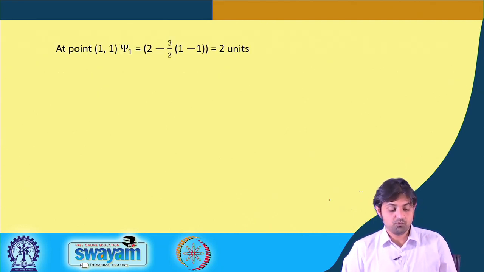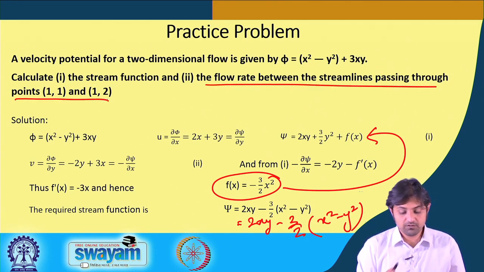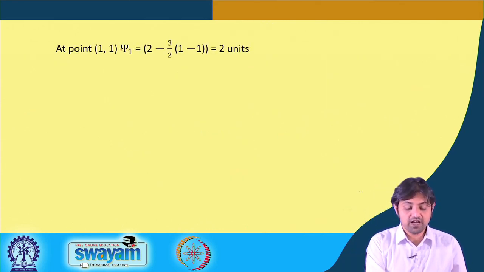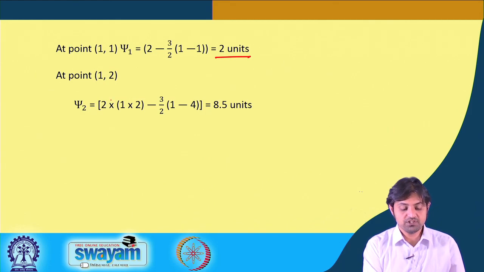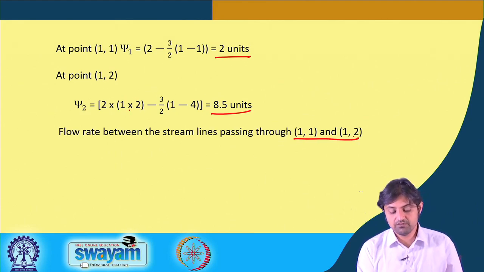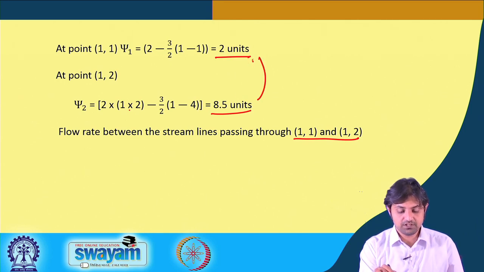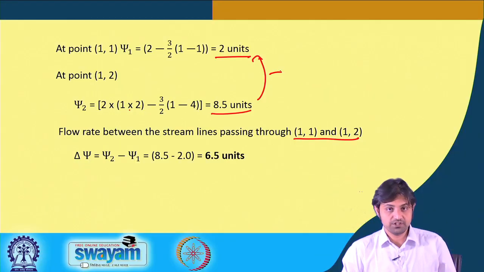Now, the second question: we have calculated the stream function, and now we need the flow rate between the streamlines passing through the points (1, 1) and (1, 2). At point (1, 1), substituting the values, psi 1 will be 2 units. At point (1, 2), substituting into the psi that we have obtained, psi 2 gives us 8.5 units, and the flow rate between the streamlines will be the difference of these, which is going to give us 6.5 units.